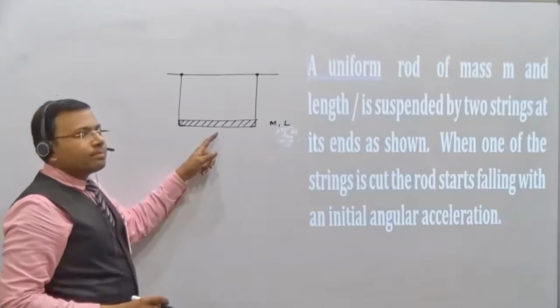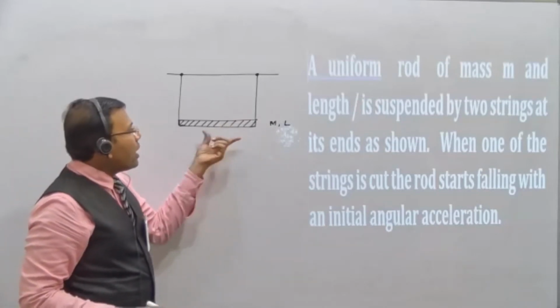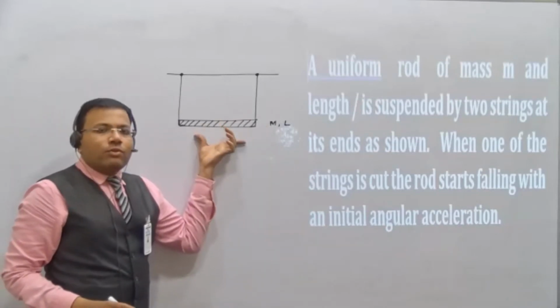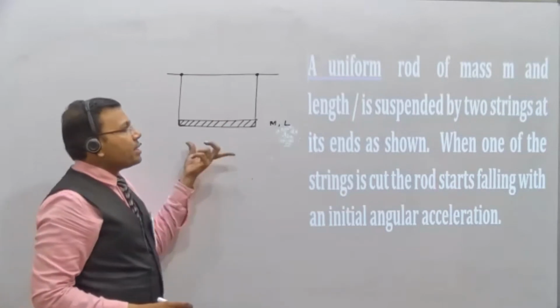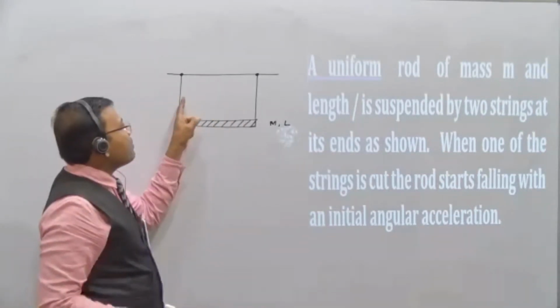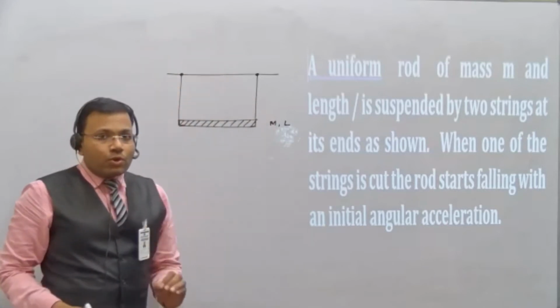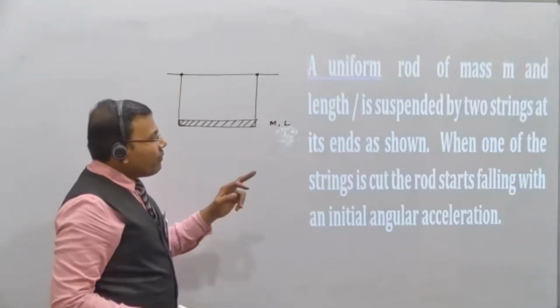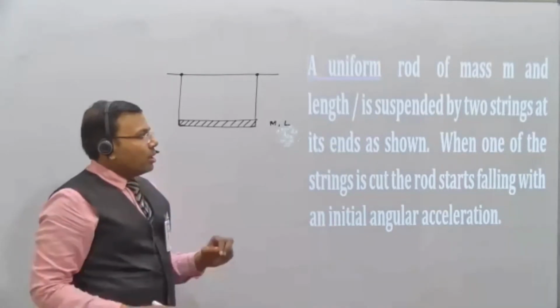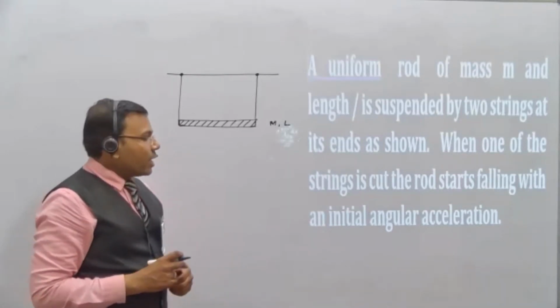This is a rod. One uniform rod is there, and mass is m. Length of the rod is L. And it is suspended by two strings. This is one string, this is another string as shown. So this is the diagram given in the question. Now, when one of the strings is cut, the rod starts falling with an initial acceleration.